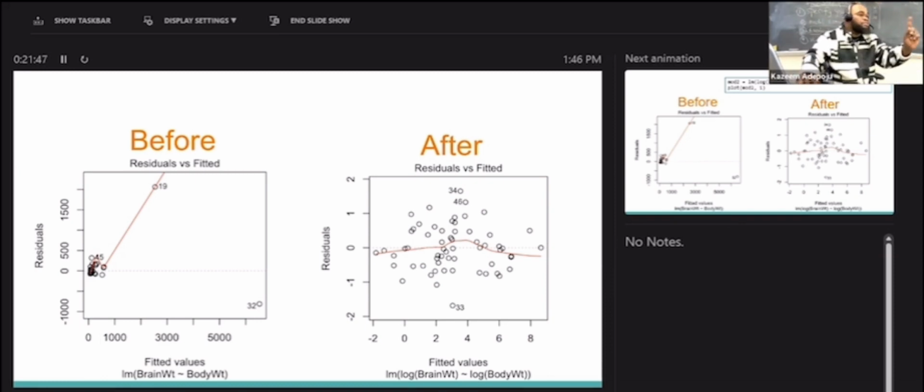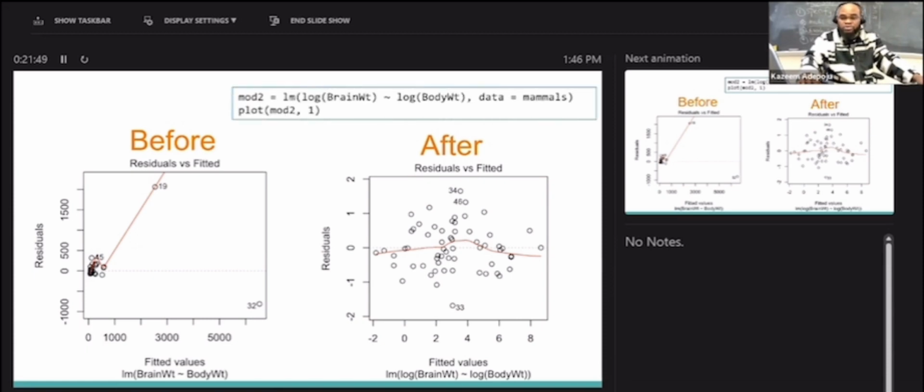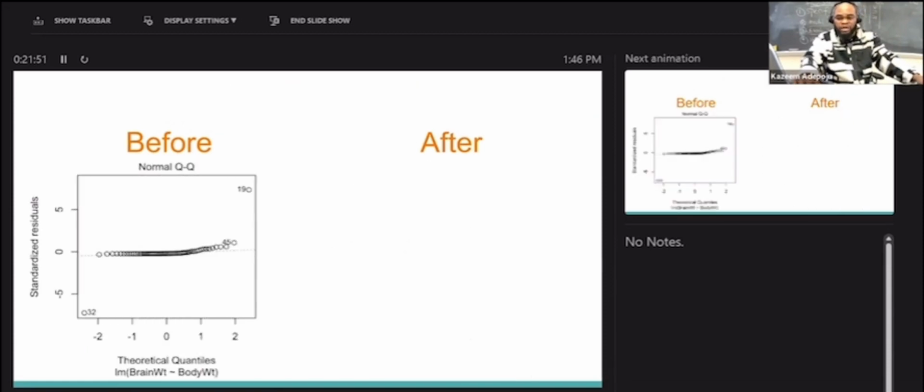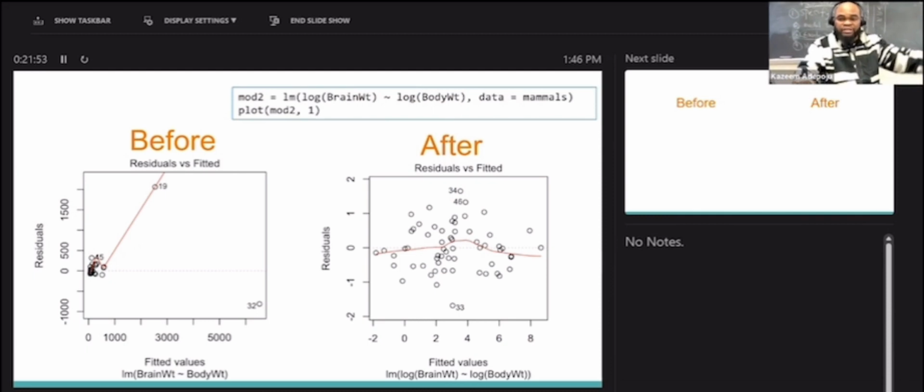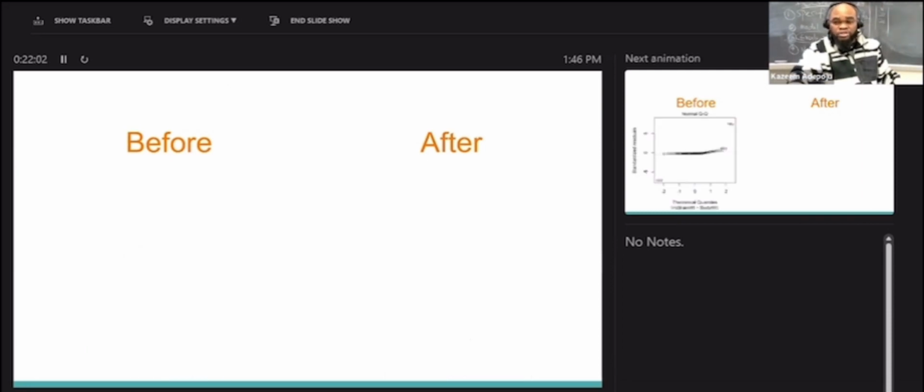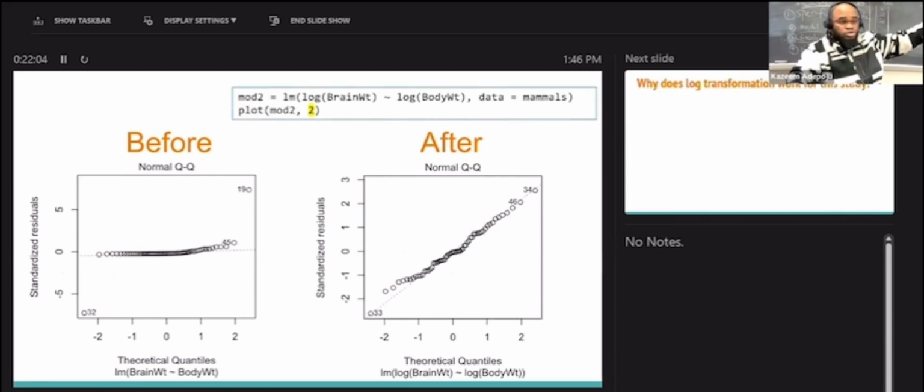We're not going to look at only the residual plot. We're also going to look at the normal QQ plots. And you may want to know, this is what we did the other time. How do I generate the residual? Plot model 1. You remember? We did the other time. Plot, comma, model 1. Okay. What about the normal QQ plot? That will be plot model 2.